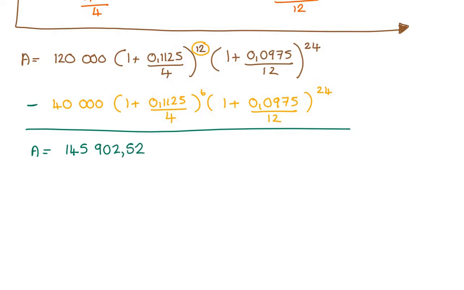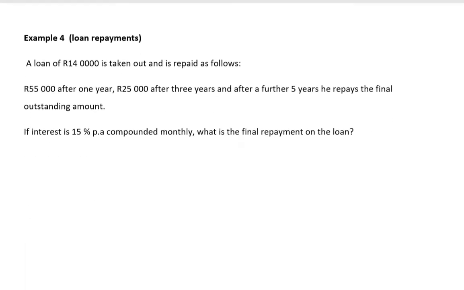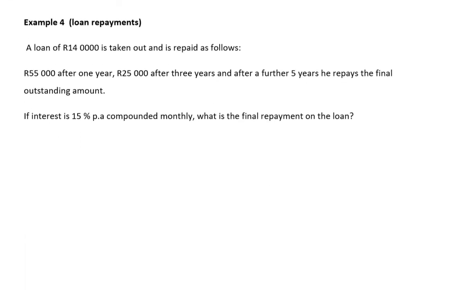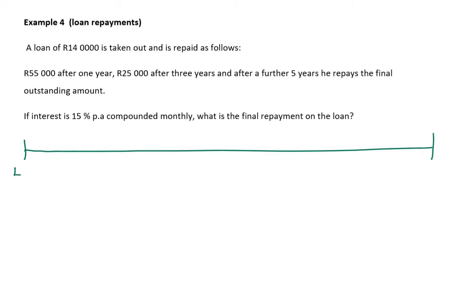Okay, so we're getting there slowly. Let's look at our next one. Loan repayments. A loan of 140,000, so that isn't written very well, is taken out and repaid as follows. Okay, so let me draw my timeline. I am repaying a loan of 140,000 Rand. It is paid after 1 year, I pay 55,000 Rand.